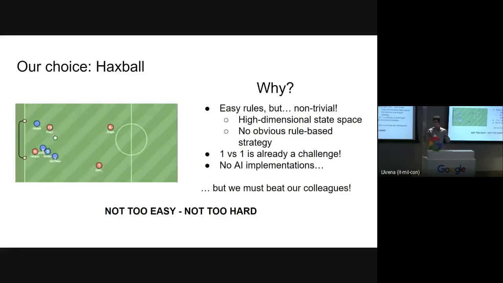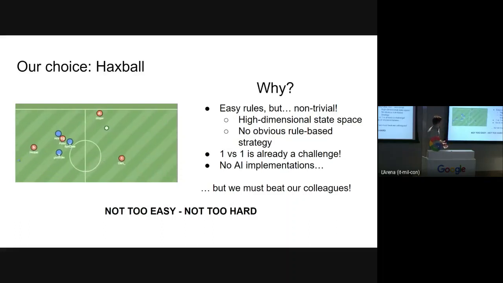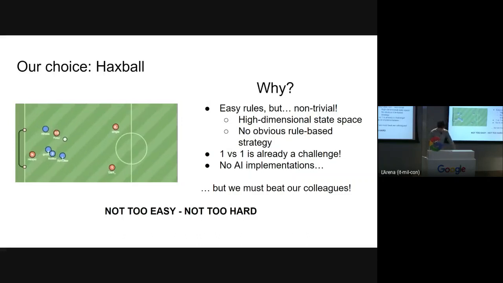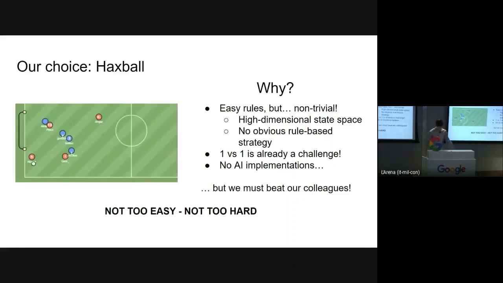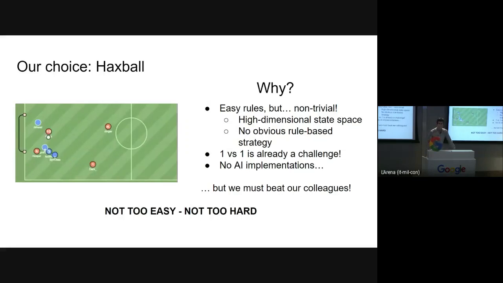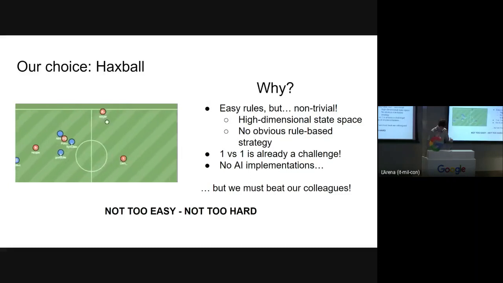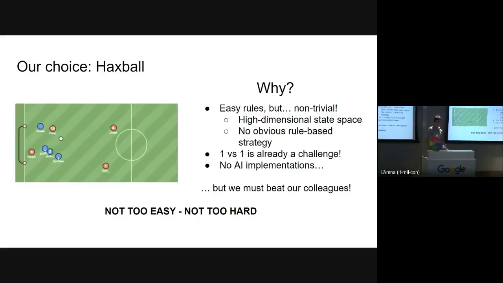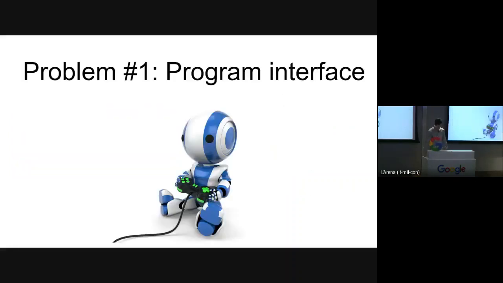So you cannot apply just if-then-else logic to find an optimal strategy. So it's really hard. When one player plays against another, it's already a challenge, one versus one. And then, unfortunately, there were not any ready implementations, but still we had to beat our colleagues, and we wanted to implement it ourselves. So the conclusion is it's not too easy, it's not too hard. We will see why.